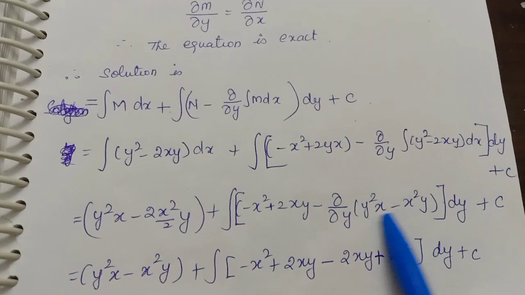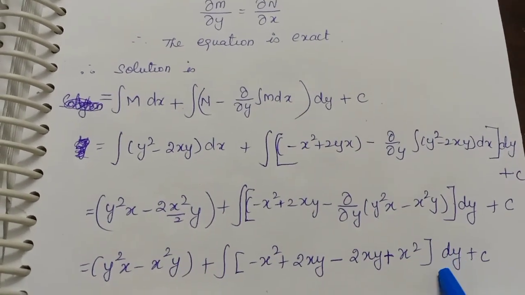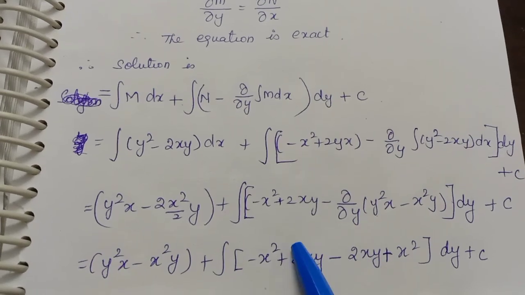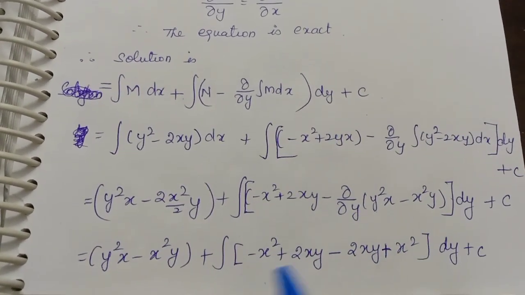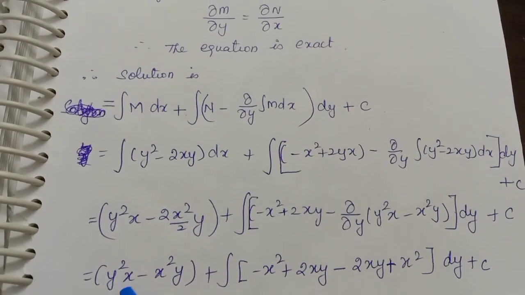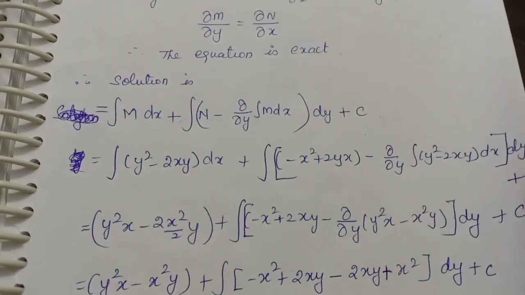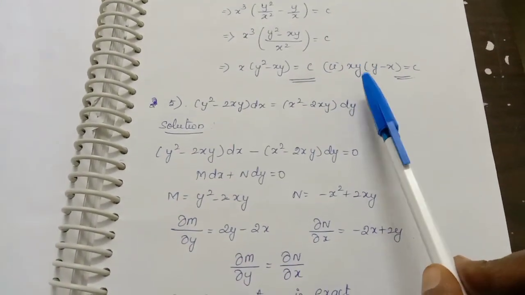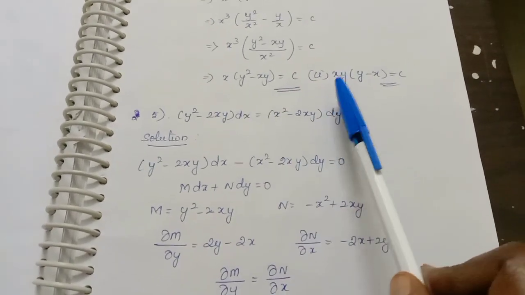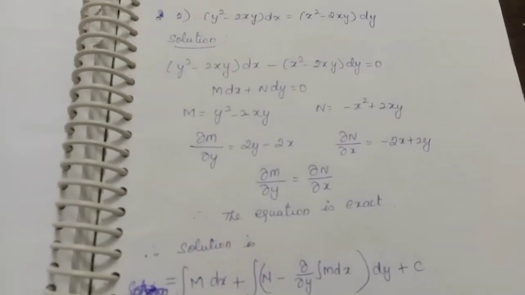Now differentiate this with respect to y. So it will be what? Minus 2xy plus x squared, into dy. Now see, minus 2xy plus 2xy, minus x squared plus x squared. So everything gets cancelled. So 0 here. So finally what will we get? y squared x minus x squared y plus the integrating constant c. So that is the same solution we have obtained by using the method of what? Homogeneous equation. Okay. So in both the ways you can solve the given problem.